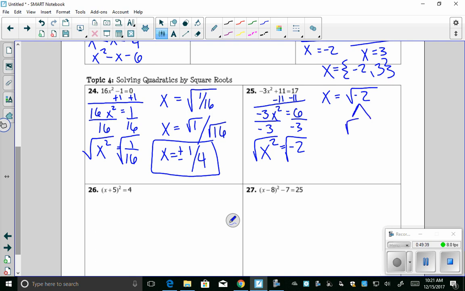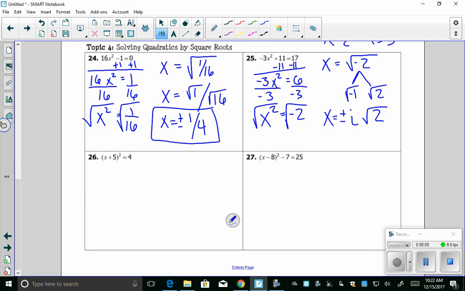Split it up. Remember, the square root of negative 1 is going to be i. The square root of 2 is already in its simplest form, so leave it as the square root of 2.